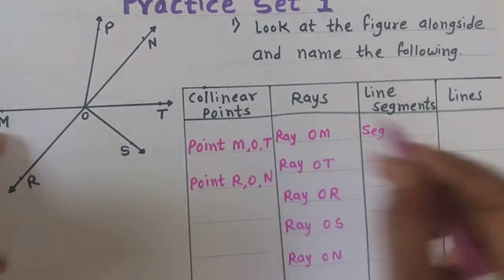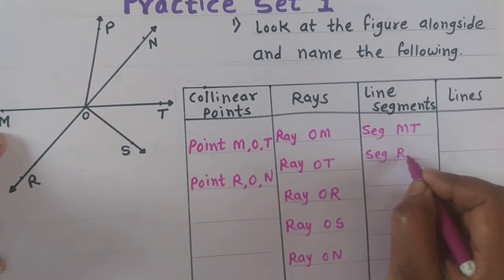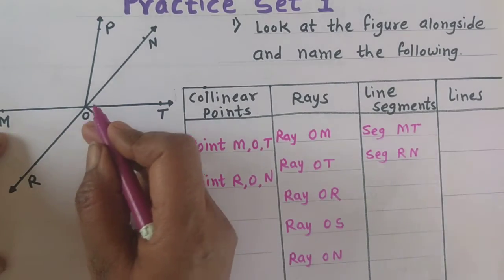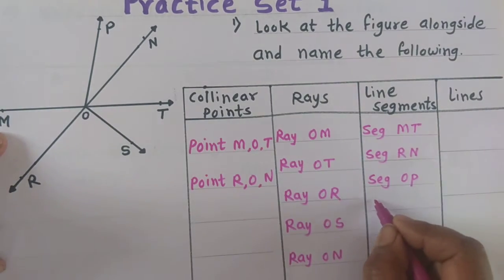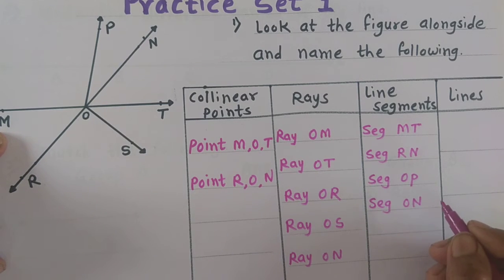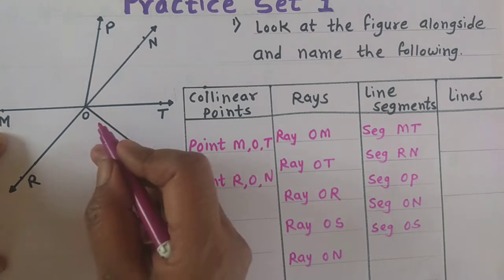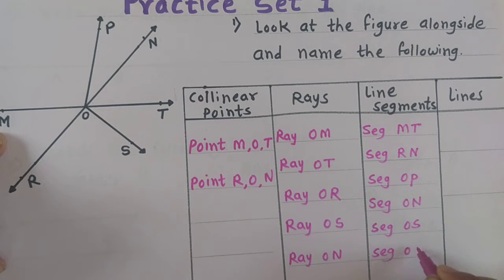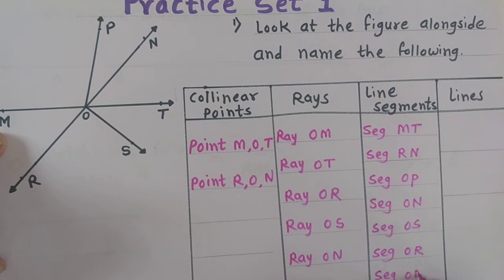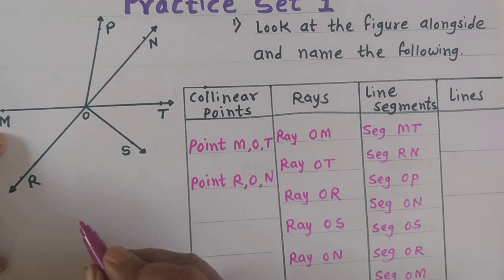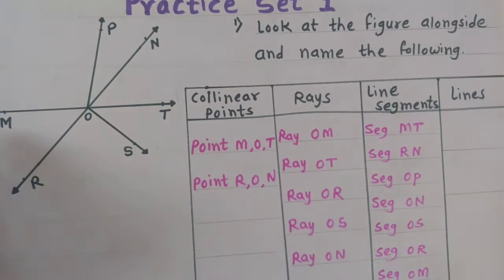Now, which are the line segments? Seg MT, seg RN, seg OP, seg ON, seg OS, seg OR, seg OM, seg OT. These are the line segments.